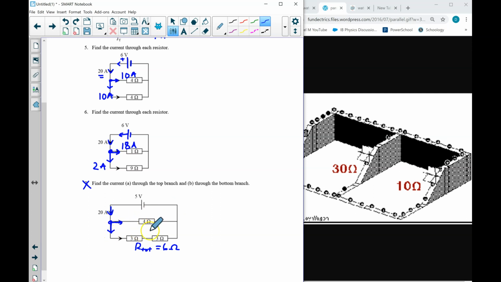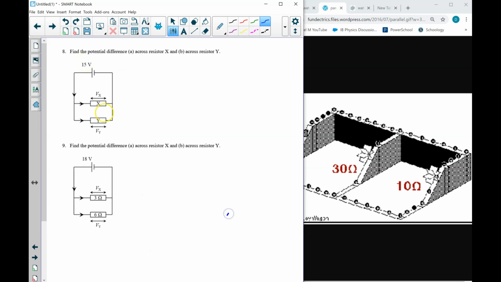Well, it turns out that the answer is, let me do the math, 4 and 6, that's 10 parts. So each part counts for 2 amps. So this is going to have 12 amps this way and 8 amps this way. Next page.